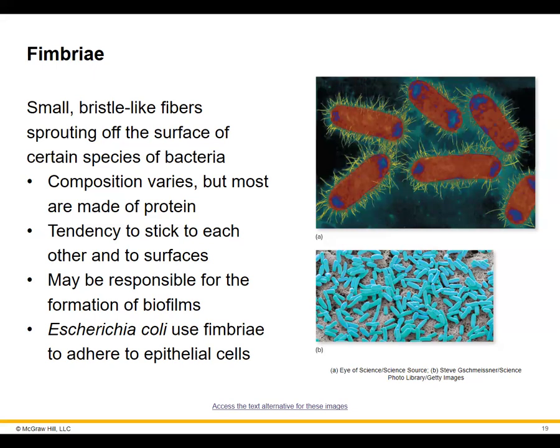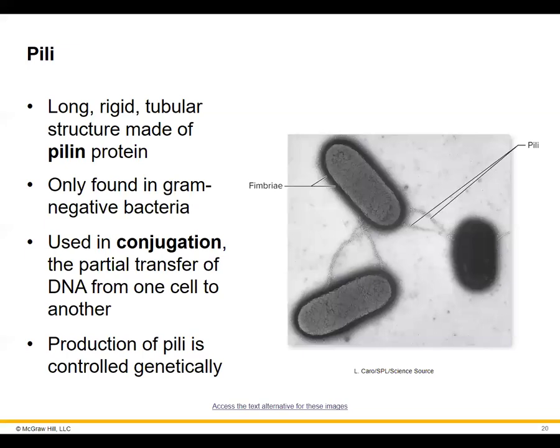All right, onto the pili. They're made of a pilin protein. That's cool. Conjugation is when they create the tunnel between cells so they can transfer DNA. A lot of times we're talking about little bits of DNA or small circular DNA called plasmids. Another thing we're going to get into.